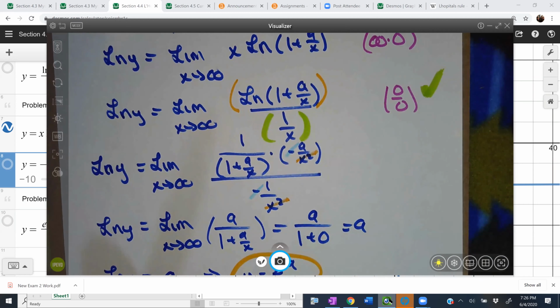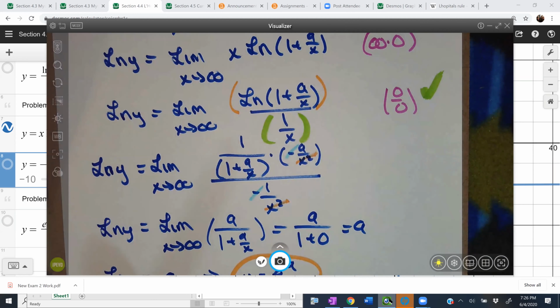What do you think about L'Hopital's rule? Pretty cool.